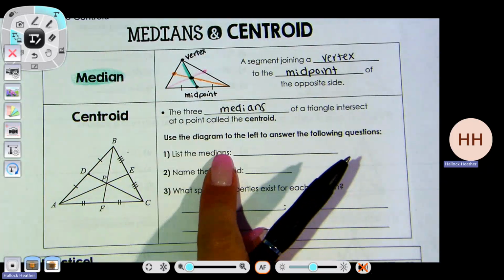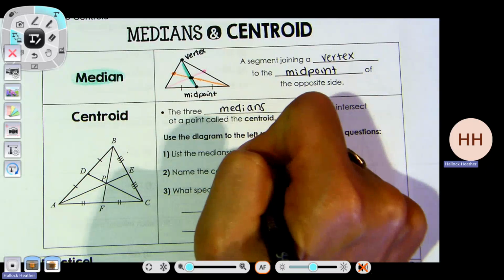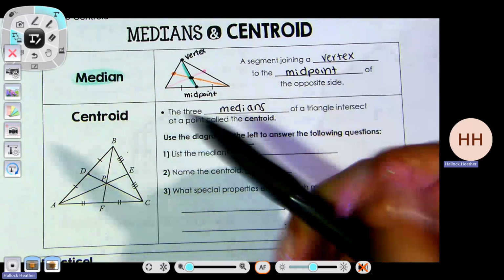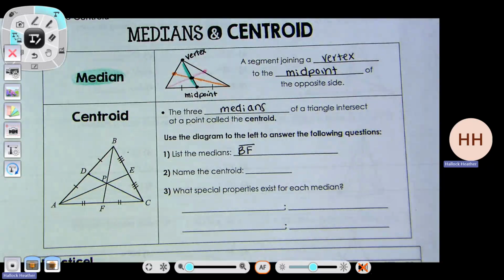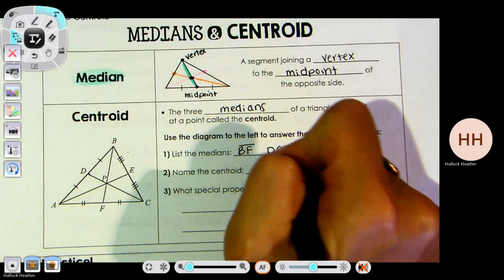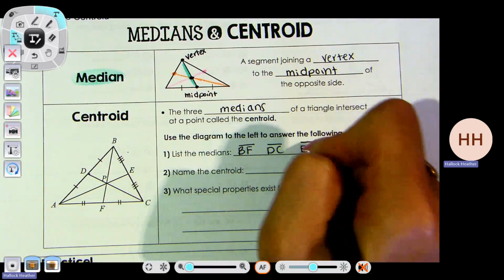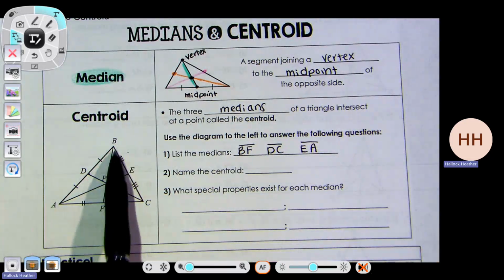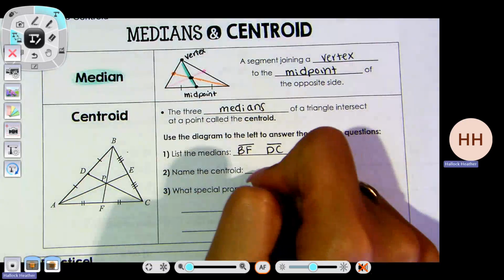So we're going to list all the medians. So we're looking inside the triangle. If I say one of the medians is B to F, right through there, what is another median? D to C, and then E to A. Those are my three medians. Where the medians intercross is at what point? P, which is called the centroid.